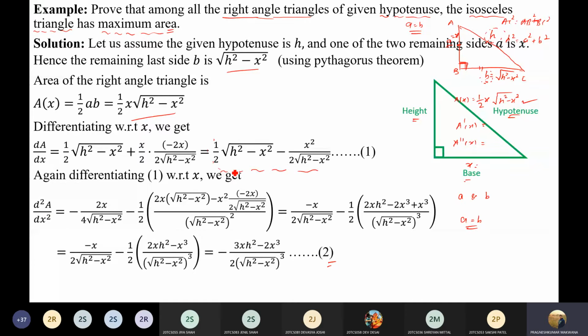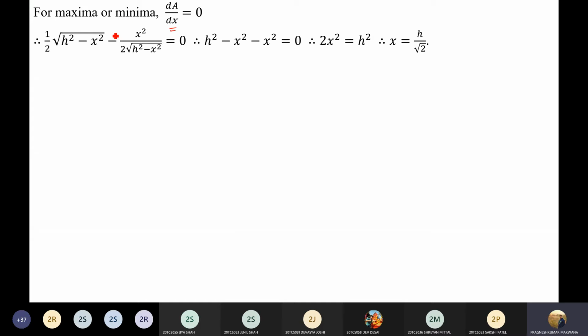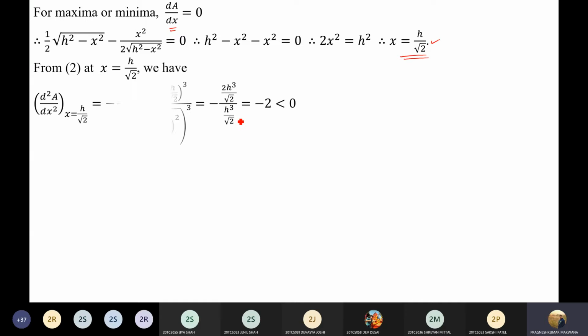Now this term is equal to 0 for maxima and minima. So here you can see that dA by dx is equal to 0. Now more simplify, we obtain the value of x is equal to h upon under root 2. Now at that point we have to find out the second derivative. So here the calculation is given that this one is less than 0. So the area is maximum.